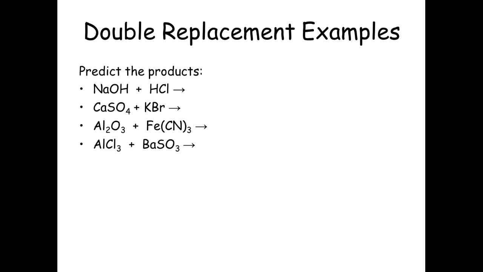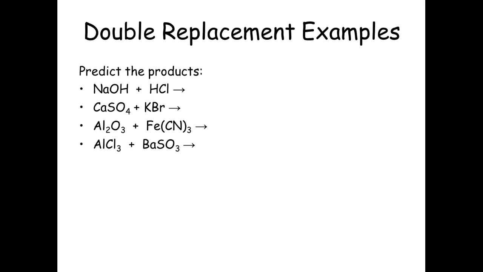All right, here are some examples. Take a minute, push pause, work through these and get your answers on your paper, and then start me back up and you can see the answers.